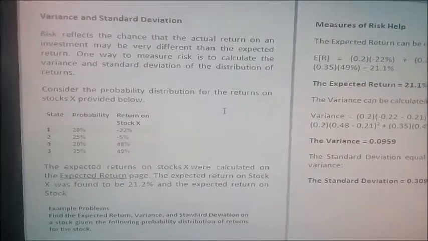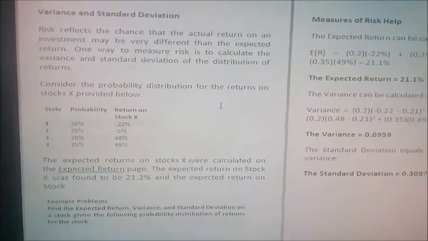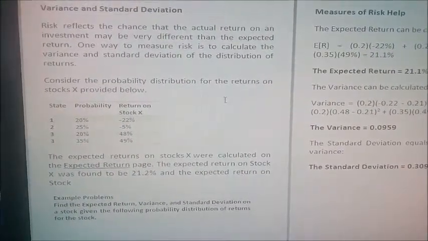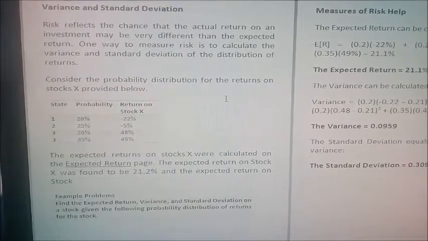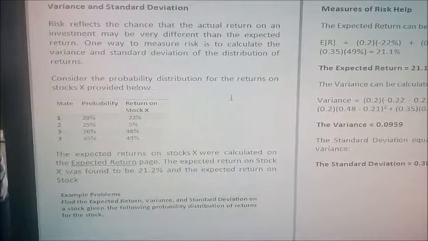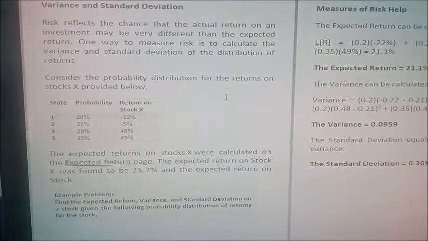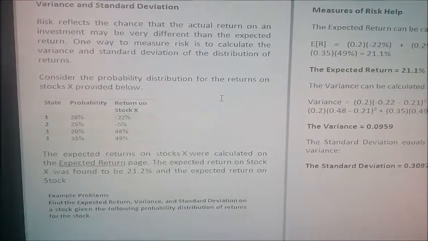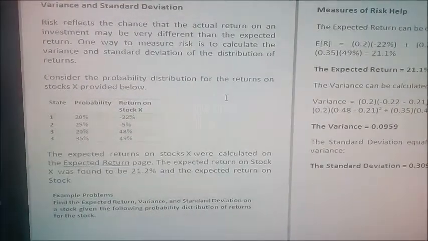Variance and standard deviation. Risk reflects the chance that the actual return on an investment may be very different than the expected return. One way to measure risk is to calculate the variance and standard deviation of the distribution of the return. Consider the probability distribution for the return on stock X provided below.